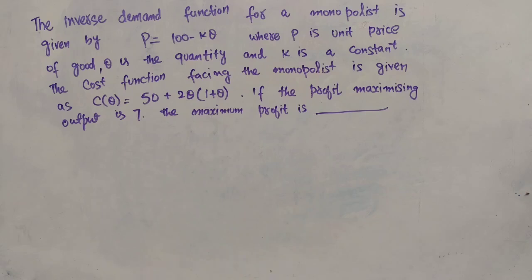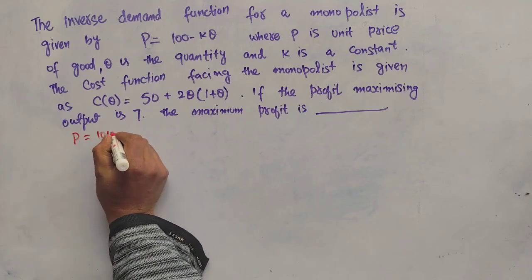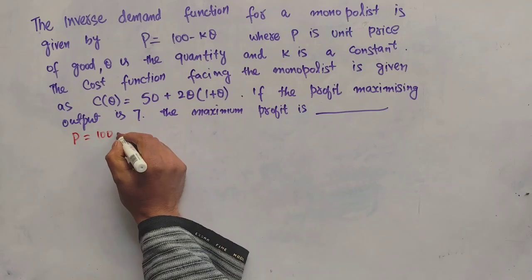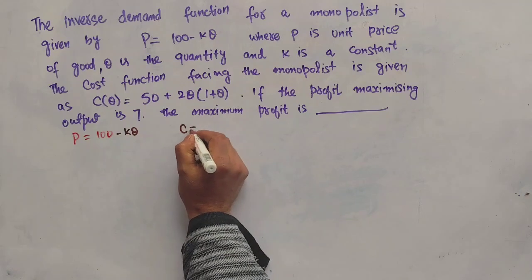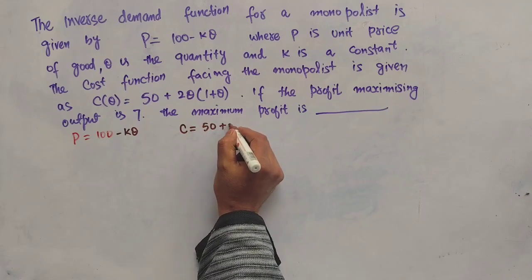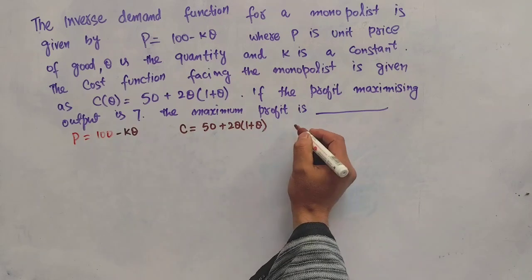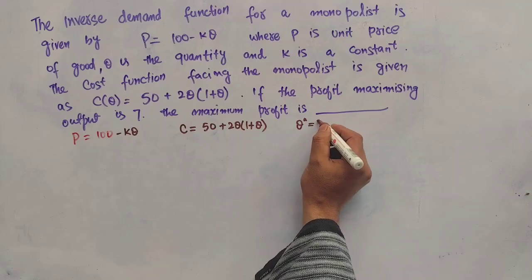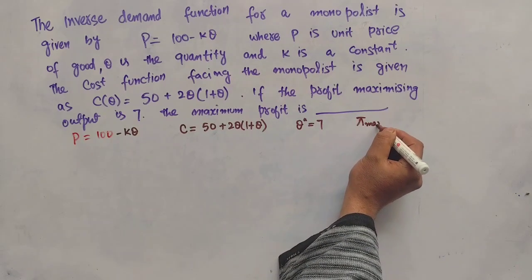profit. Okay, so we are being given the demand function as P is equal to 100 minus KQ. This is the demand function, and we are also being given the cost function as 50 plus twice Q times 1 plus Q, and we are being told that the profit maximizing output, that is Q star, is equal to 7, and we are supposed to find out the maximum profit.